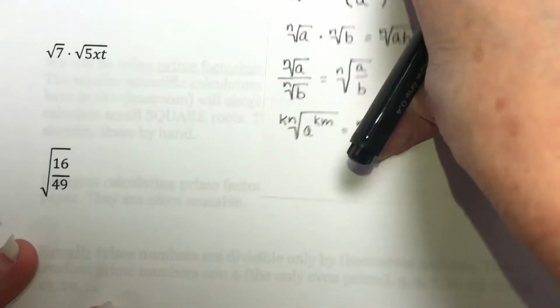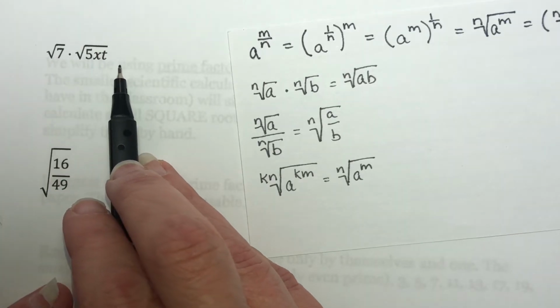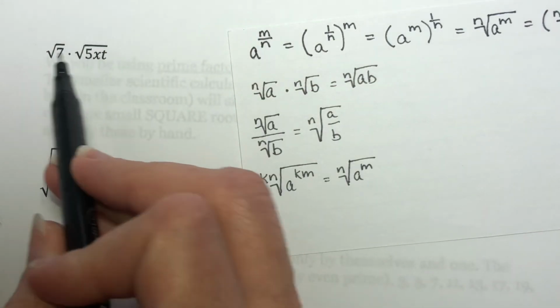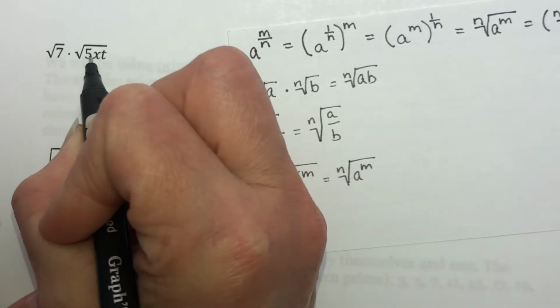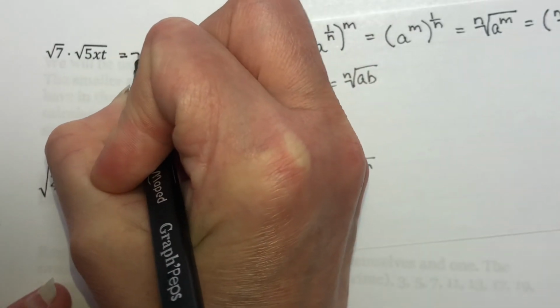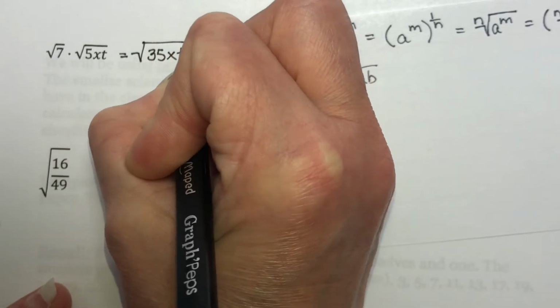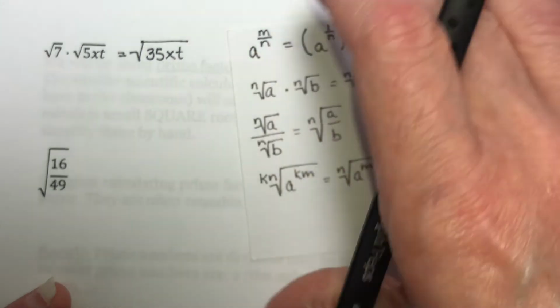Okay, so let's try this property with the square root of 7 times the square root of 5xt. Since both of these are square roots, we are allowed to multiply underneath the radical. This is 5 times x times t, but we are allowed to multiply the 7 and the 5, so this is equivalent to the square root of 35xt. Like I said, your calculators can help you a lot, but they also can't deal with variables. So we really do have to be smarter than our calculators. They're going to be a tool for us, not the way to find the answer.